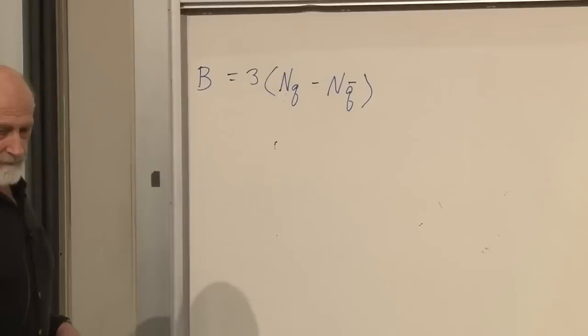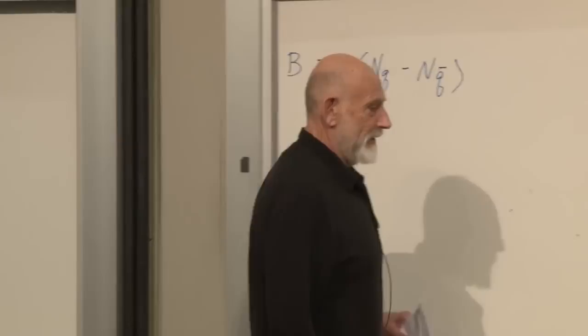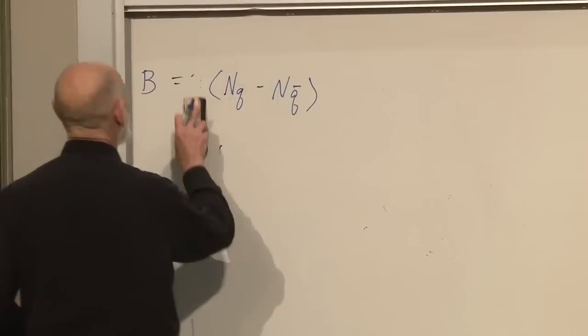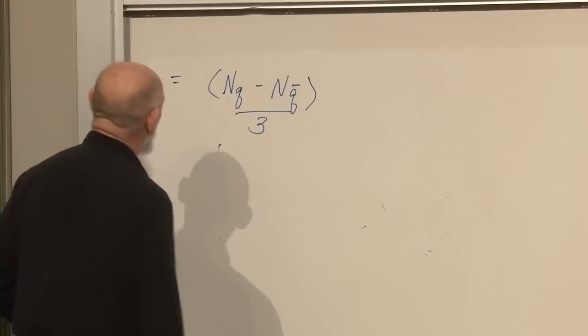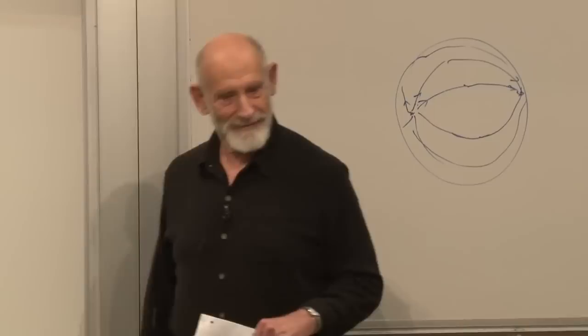Say it again? One third? One divided by 3. Yes, you caught me. It's the number of quarks minus the number of antiquarks, divided by 3. The baryon number of a proton is one, and it has three quarks in it. Good. Okay, so that's called baryon number.